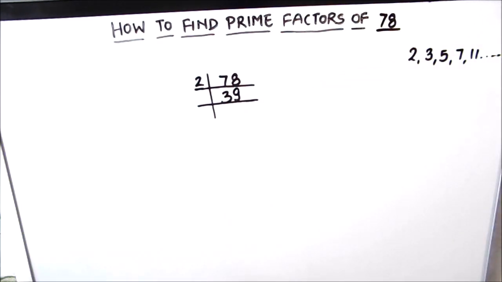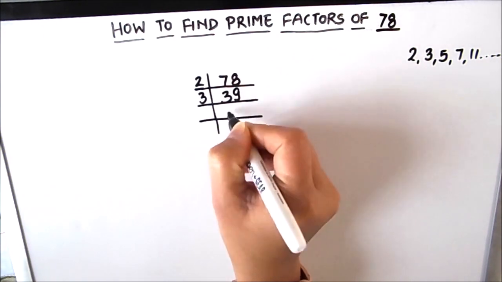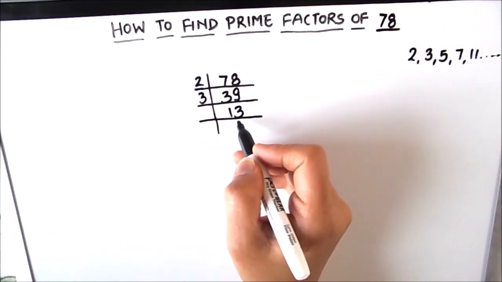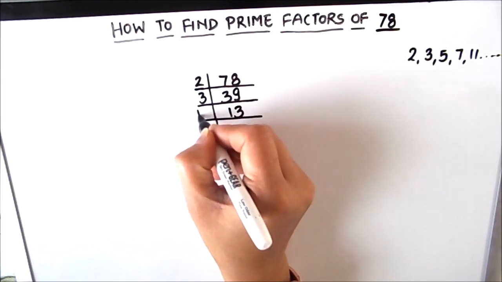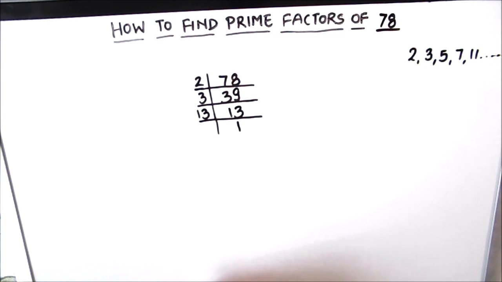39 is an odd number. Let's divide it by number 3. 3 times 1 is 3, 3 times 3 is 9. Now we have 13 and 13 is a prime number. It is only divisible by number 13. So 13 times 1 is 13.